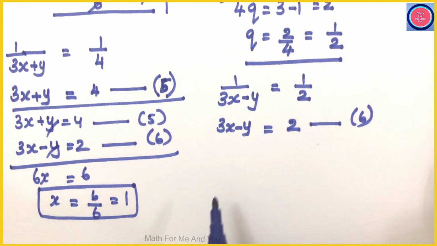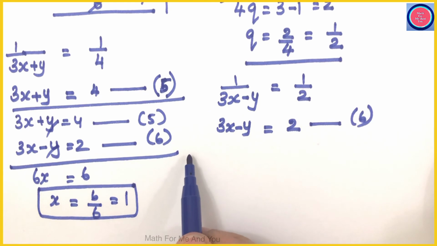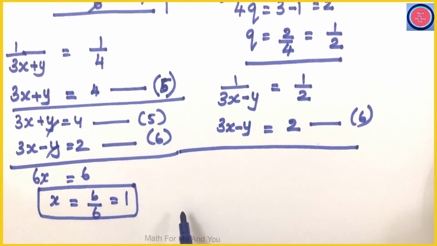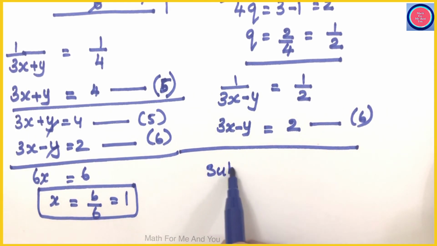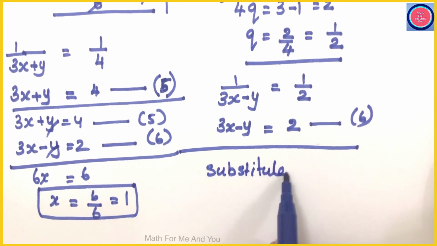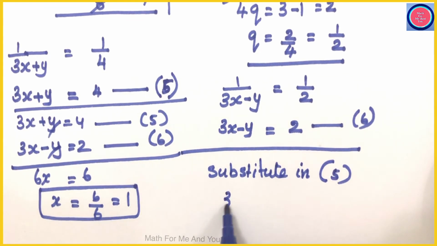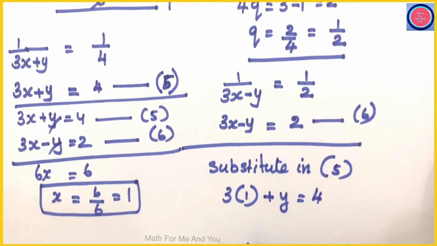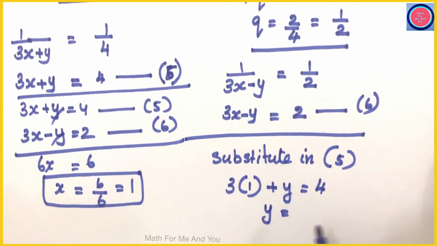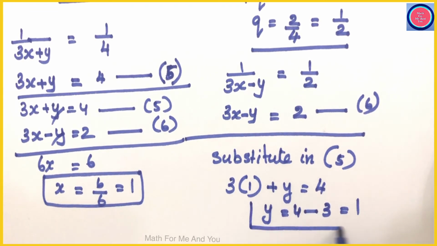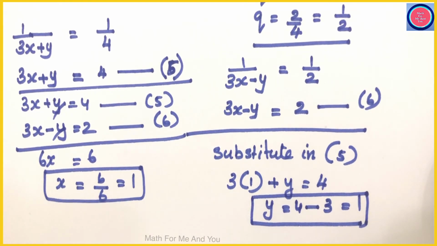Using this value, we can find what is y. Substitute in equation number 5 or 6. It's up to you. I am taking equation number 5. That means substitute in equation number 5. What is equation number 5? 3x, that means 3 times 1, plus y is equal to 4. 3 times 1 is 3. We can move that 3 to the right side. y equals 4 plus 3 going to the other side as minus 3. 4 minus 3 is 1. See, what is x? x equals 1. And what is y? y equals 1. We get the value of x and y.